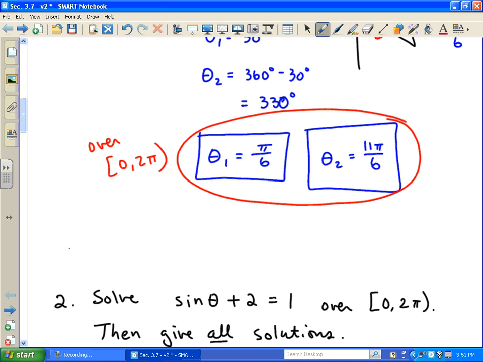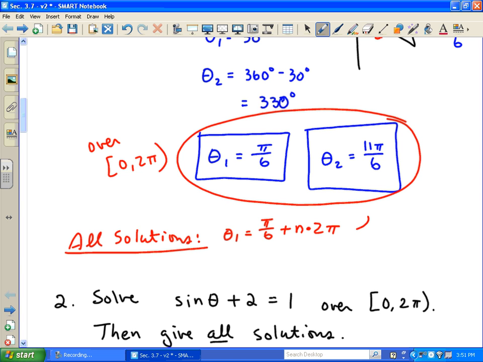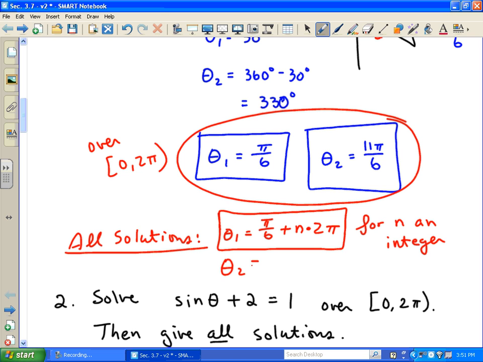So to give all solutions, here's what I do. Theta sub 1 would equal pi over 6 plus n times 2 pi for n an integer. Integer multiples of 2 pi are things like 1 times 2 pi, negative 1 times 2 pi, 2 times 2 pi, and so forth. And so this would be my first solution in my all solutions. And then my second solution would be theta sub 2 equals 11 pi over 6 plus n times 2 pi.